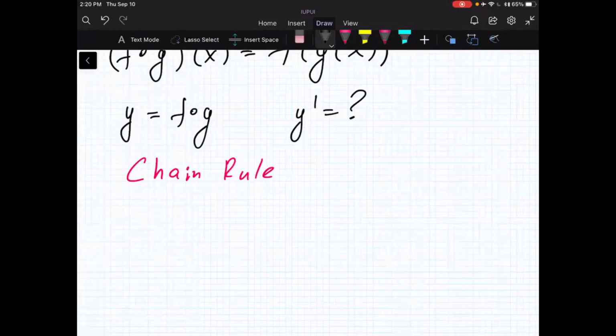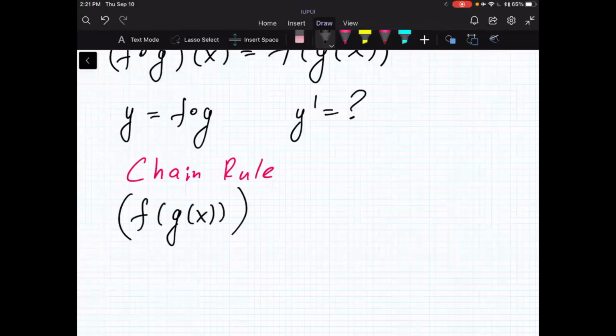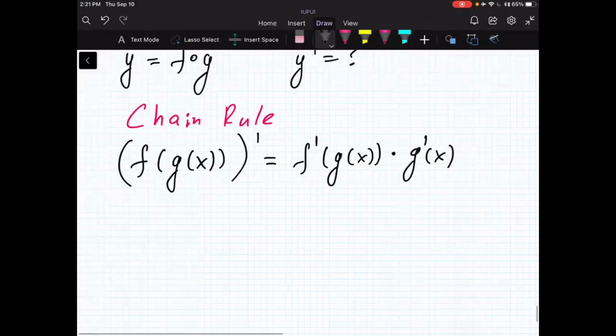And the answer is the following, and it's called the chain rule. How to write it down? There is one way in the textbook that I don't like, but I'll write it in the following way. The derivative of f of g of x is equal to the derivative of the outer function, f prime evaluated at g of x, times the derivative of the inside function, g prime of x.